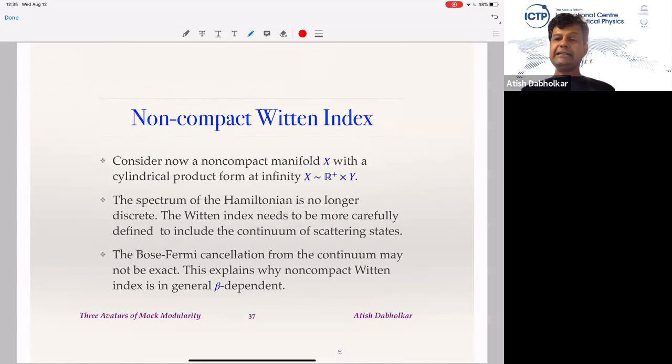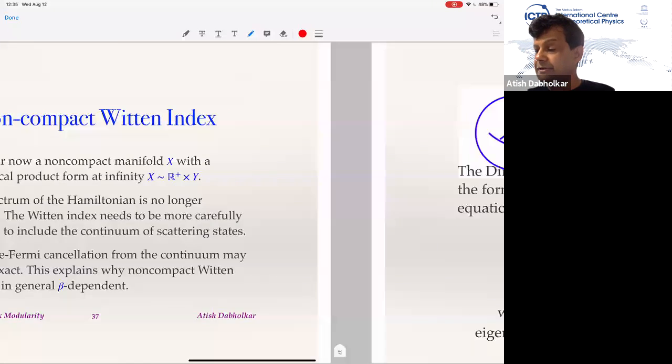Because I said that Bose-Fermi, there is a cancellation between Bose and Fermi. But if there is a continuum of states, you cannot really pinpoint which bosonic state corresponds to which fermionic state. And therefore, what you have to do is look at the density of states of the bosonic states and the density of states of the fermionic states. And often it happens that the difference between the two is not zero. And that is the origin of the beta dependence.